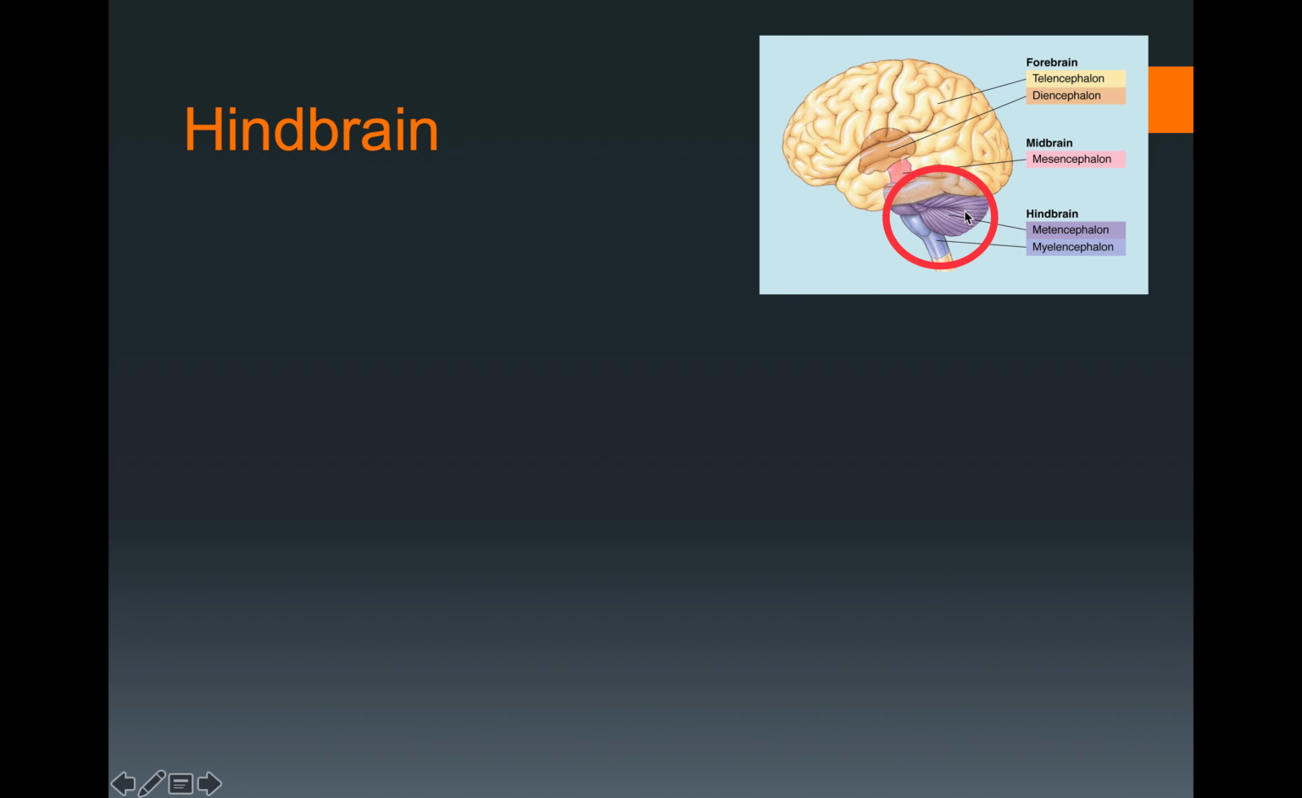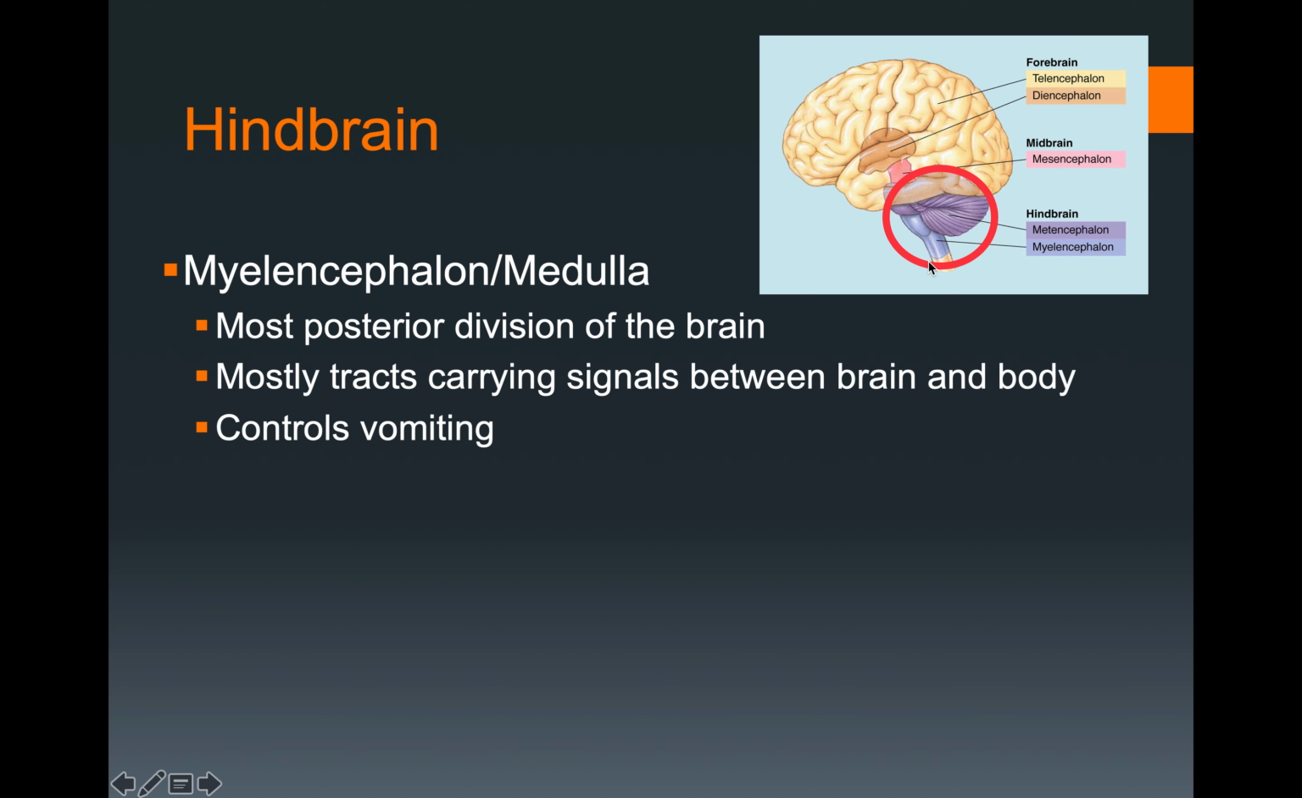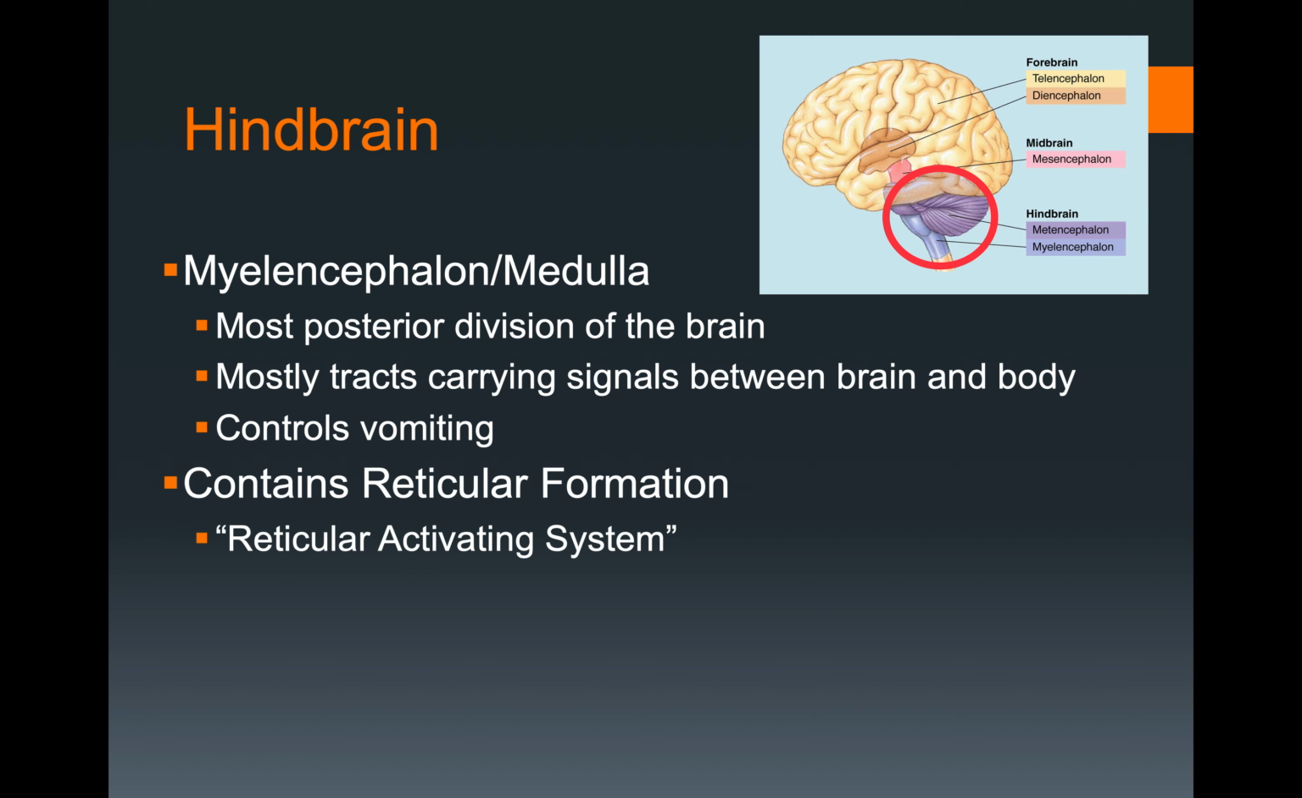So the hindbrain, again, right down here, is composed of the myelencephalon and the metencephalon. The myelencephalon is also known as the medulla. This is the most posterior division of the brain, meaning it's the lowest down, connects to the spinal cord. It mostly contains tracts that carry signals between the rest of the brain and the body. It also has an area that controls vomiting, which is important when we think about drugs and overdose, such as alcohol. And it contains the reticular formation, which is sometimes also called the reticular activating system.